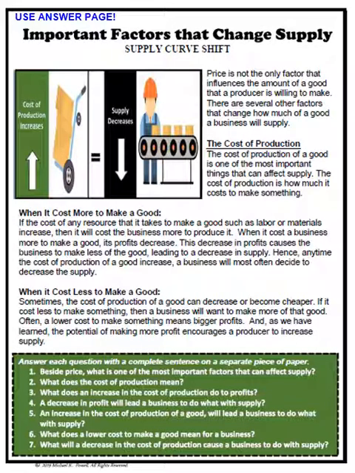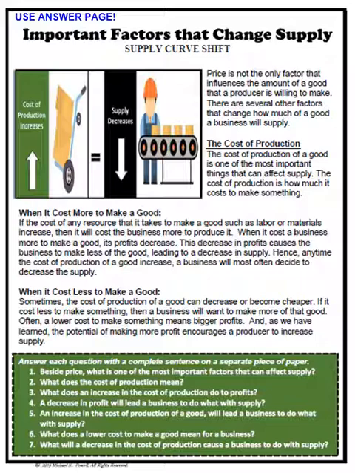When it costs more to make a good. If the cost of any resource that it takes to make a good, such as labor or materials, increases, then it will cost the business more to produce it. When it costs a business more to make a good, its profits decrease. This decrease in profits causes the business to make less of the good, leading to a decrease in supply. Hence, anytime the cost of production of a good increases, a business will most often decide to decrease the supply.